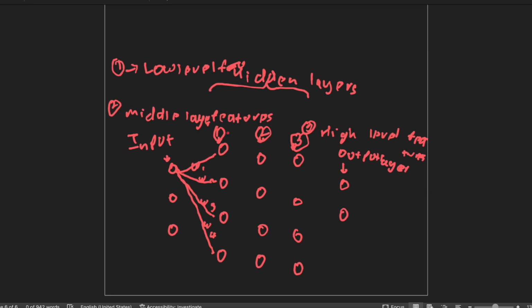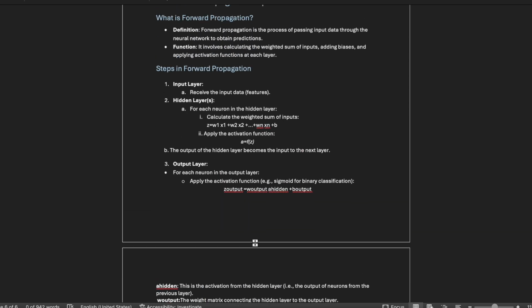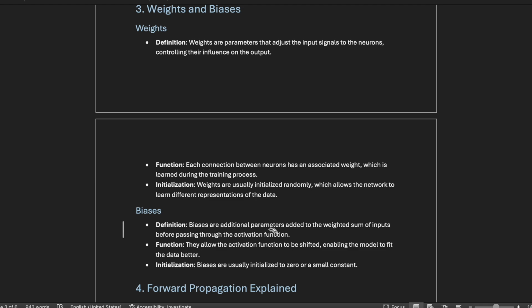If we attach this neuron to this, there will be a weight assigned from this to this, and a weight assigned from this to this. So the basic thing written here is that weights are a parameter, every neuron attached to a neuron has a weight assigned to it, and every neuron also has a bias attached to it. Biases are additional parameters added to the weighted sum of inputs before passing through the activation function. This you already know. Before passing to the activation function, we get the weighted sum and we add bias.